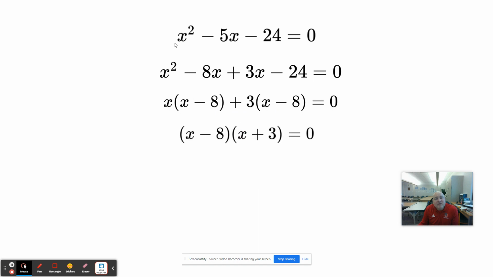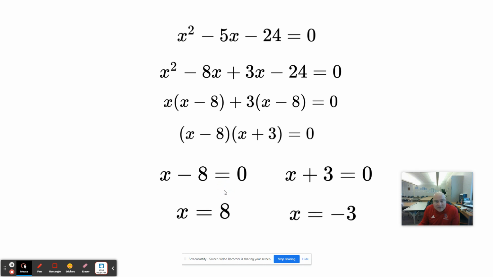So our factors for x squared minus 5x minus 24 equals 0 would be x minus 8 times x plus 3. Therefore, x minus 8 has to equal 0, or x plus 3 has to equal 0. Remembering that we set this equal to 0 to begin with because of the zero product property, meaning that x equals 8 or x equals negative 3.